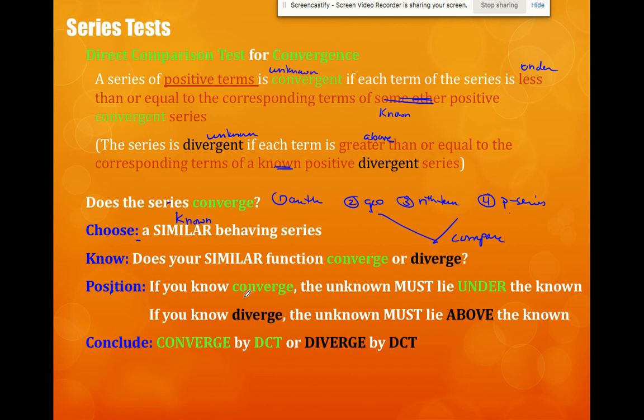If your known series converges, then what you don't know has to be under it, and you just have to make a quality statement, right? Diverge, the unknown must lie above it. Think about those graphs and then make your conclusion. If your known converges and you have the right position, then your unknown converges by the DCT. If your known diverges and your unknown is above it, then your unknown diverges by the DCT.